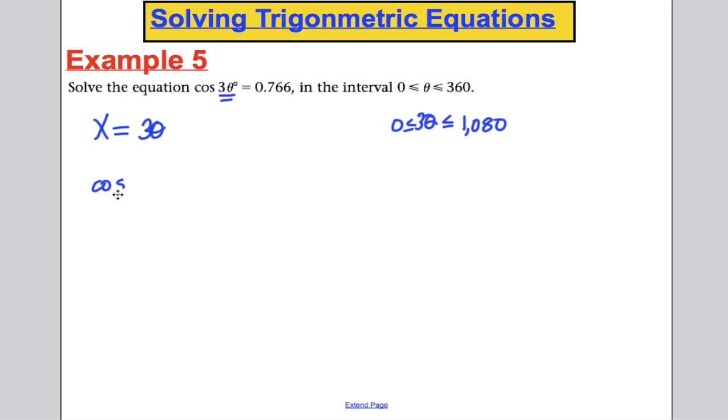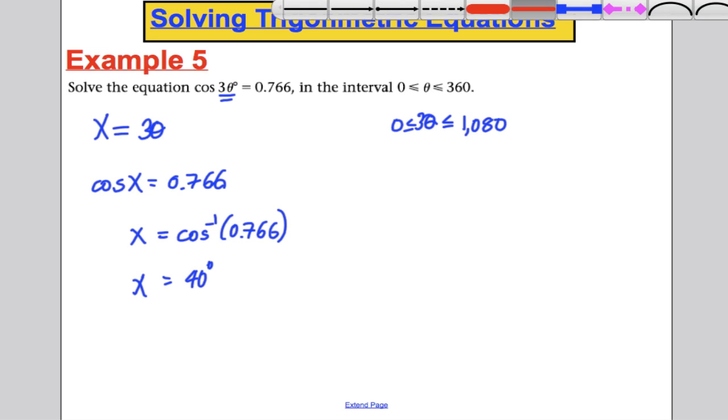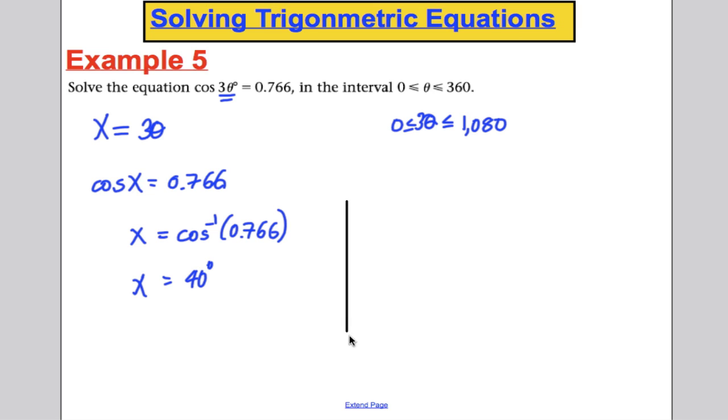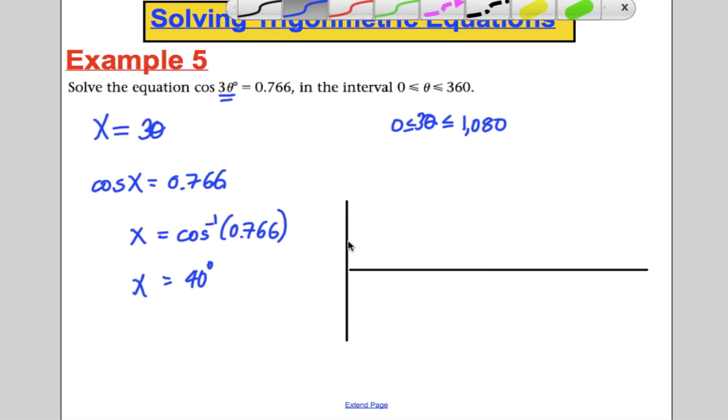So I'm trying to solve cos x is equal to 0.766. Find my principal value of x, which is the inverse cos of 0.766. Inverse cos of 0.766 is about 40 degrees to 2 decimal places. For our cos graph, I'm going to go from 0 all the way to 1080, so I'm going to have to do it very small and carefully.